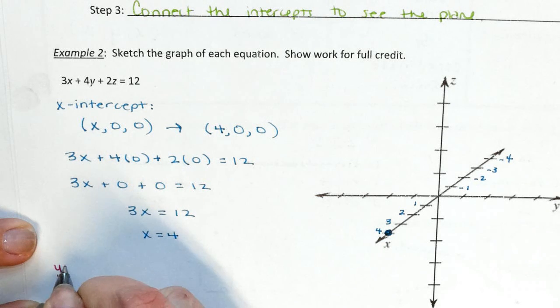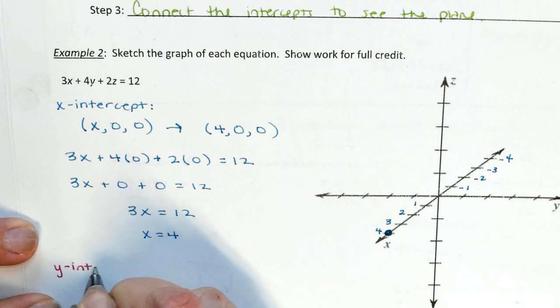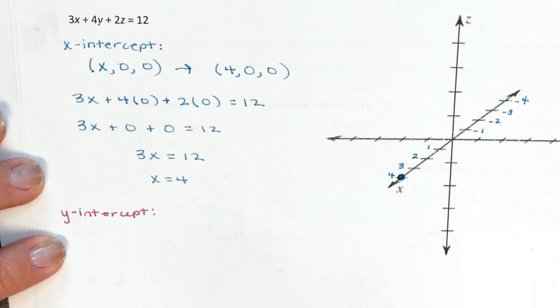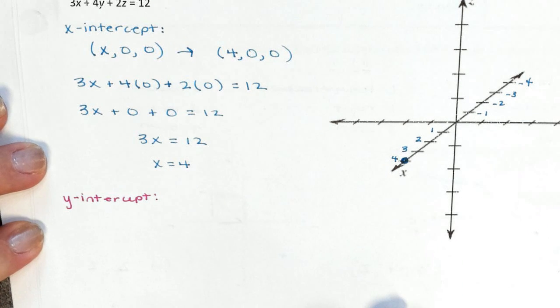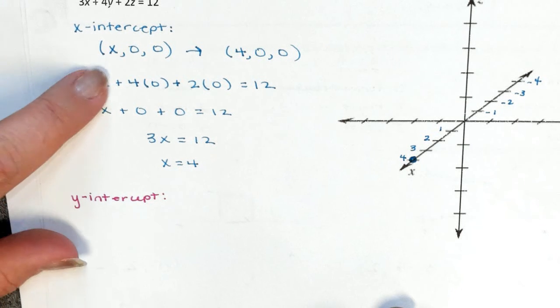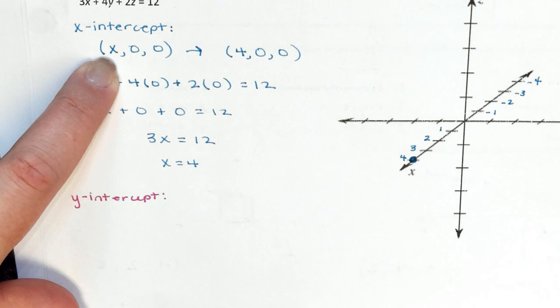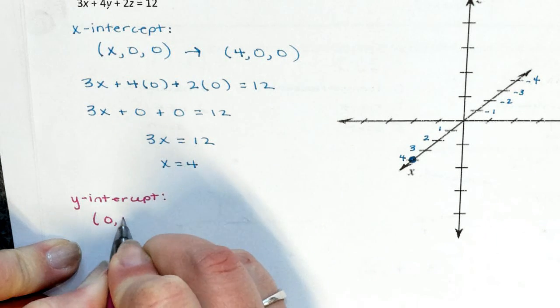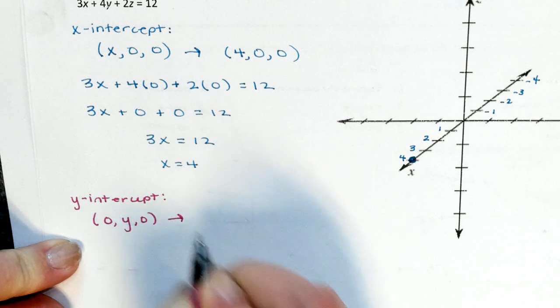Now we're going to do the same thing, but this time with the y-intercept. What's the y-intercept going to look like as a point? If this one was x, 0, 0, what would our y-intercept look like? 0, y, 0. Very good.